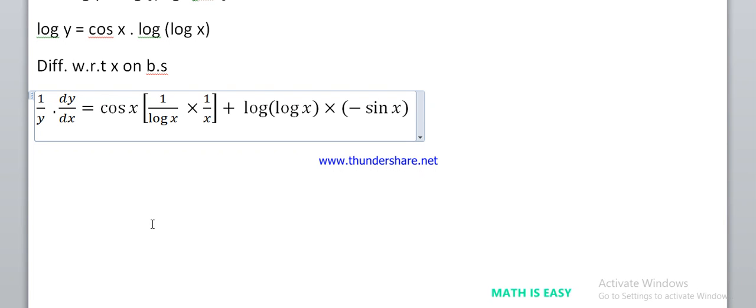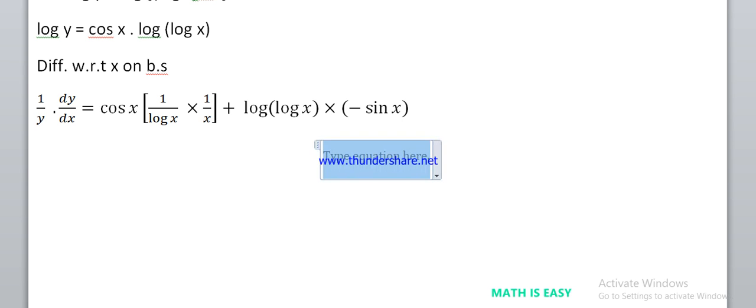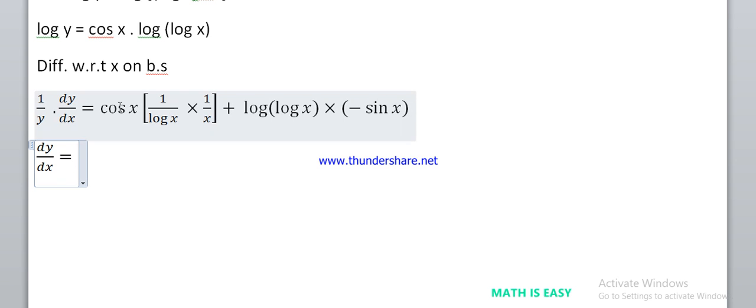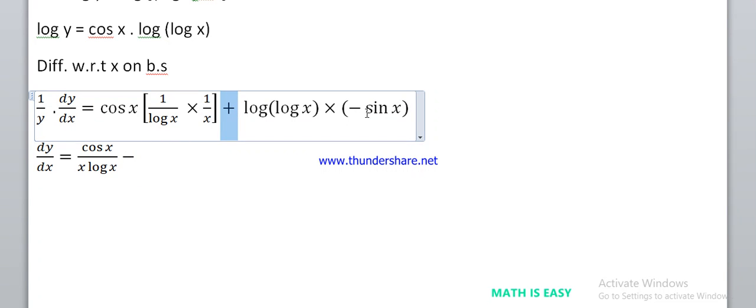Now you can keep as it is, or maybe if you want further simplification, we can do one more step of simplification. What we do is keep this dy by dx on the LHS and only, dy upon dx is equals to this cos x will go in the numerator, cos x upon x log x. Okay. Then what will come? Minus will come. Why minus? Because this is plus sign, multiply with minus sign, so plus into minus is minus.